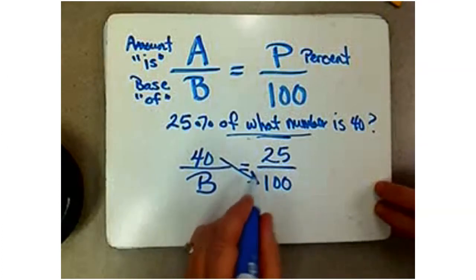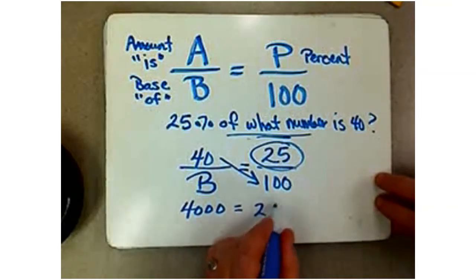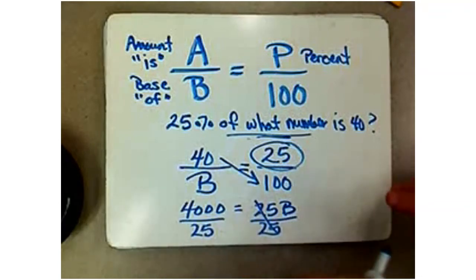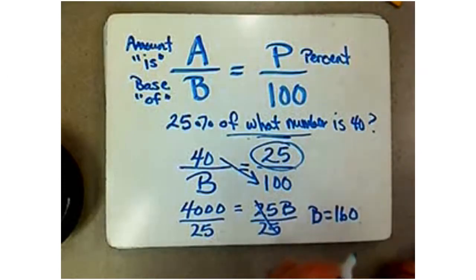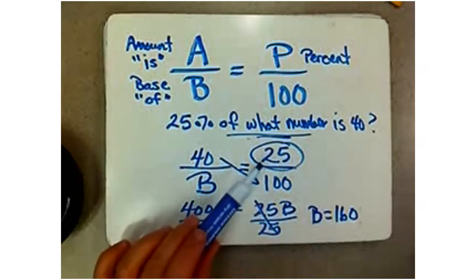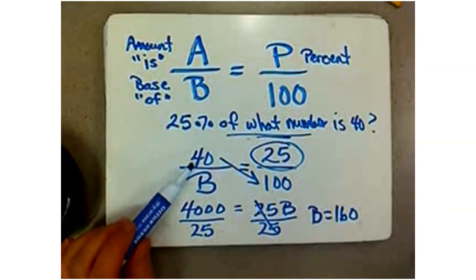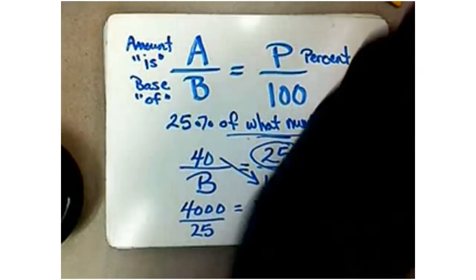Now we're going to cross multiply and divide. We're going to have 40 times 100, which is 4,000, equals 25B. We're going to divide both sides by 25 if we show the algebra, or you could just do 40 times 100 and divide by the odd man out. 4,000 divided by 25 equals 160. So B equals 160. So 40 out of 160 is 25%, and that should seem right. If we simplified that, that would be a quarter, wouldn't it? So our answer is 160. Our base is 160. 25% of 160 is 40.